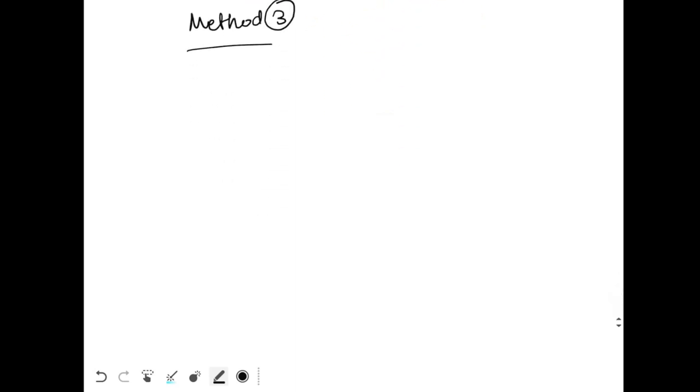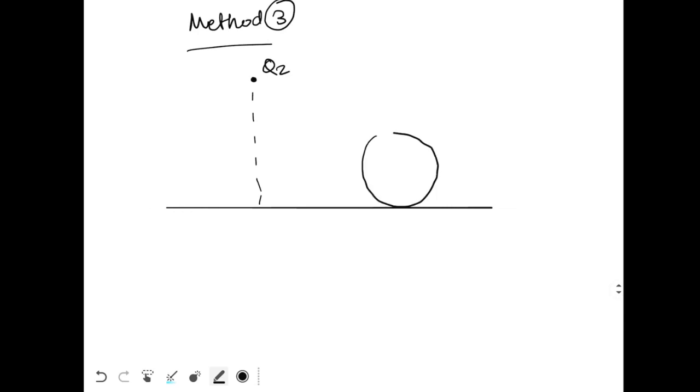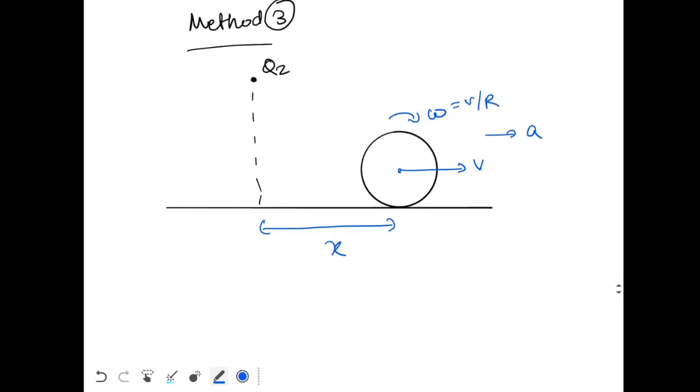Okay, so let's draw the system again. This is your charge q2, this is the ground, this is the disk. Now this is the positive direction of the x-axis, so everything we have to assume in the positive direction. Velocity v in this direction, acceleration of the center of mass also in the same direction. And this angular speed is omega. Omega will be v by r for pure rolling, correct?